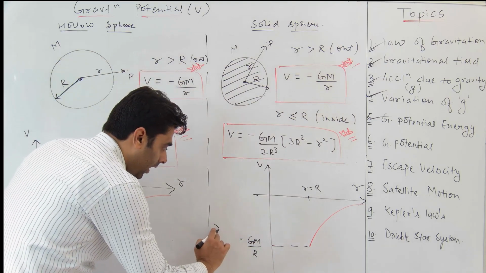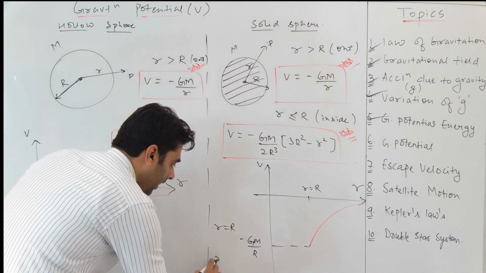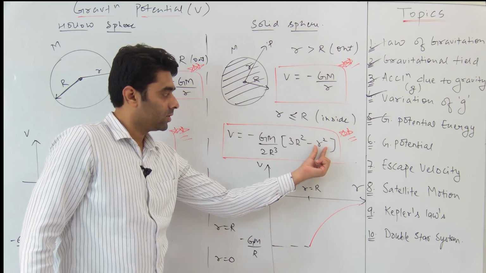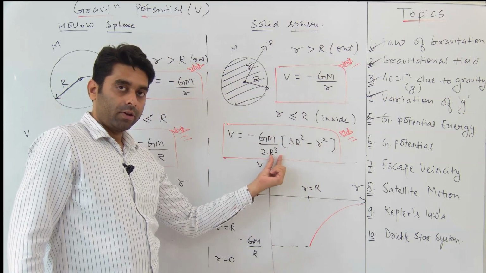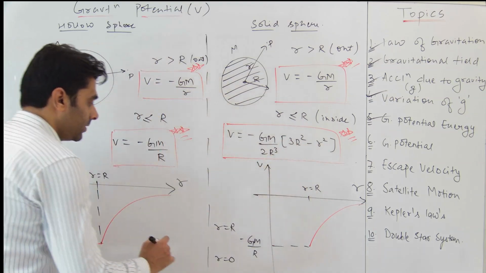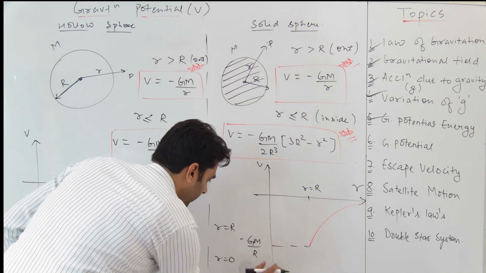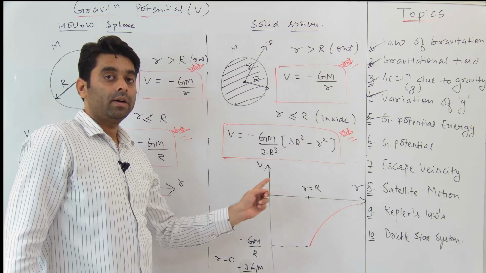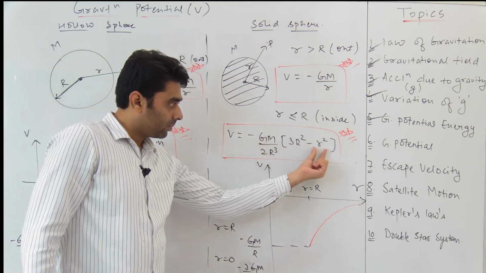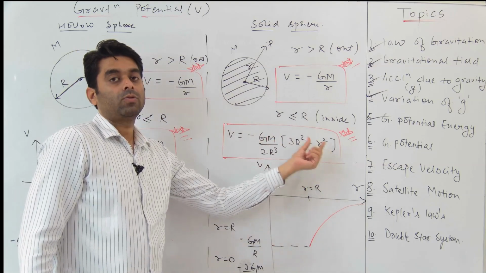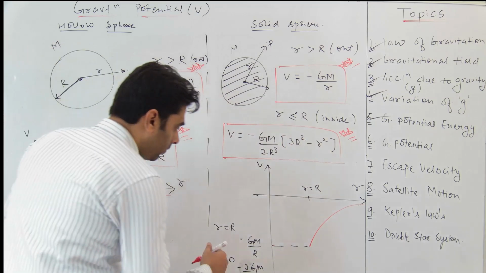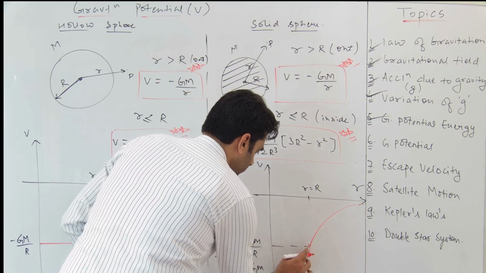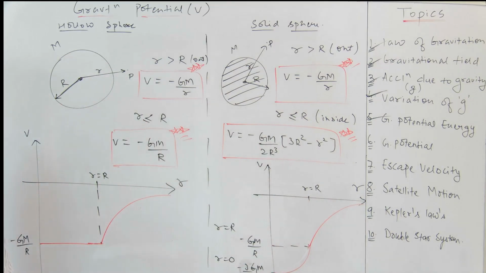At the center, that means r is equal to 0. When you substitute r equals 0 for inside points, the r square term cancels out, and you will get minus 3 by 2 GM by R. For inside points, it comes as a parabolic curve. It's an upward parabola because the minus sign becomes plus; the coefficient of r square is positive and it's a quadratic equation. So it will be a parabolic curve from this point, from the 0 point to the surface point. This is the graph you will be getting.